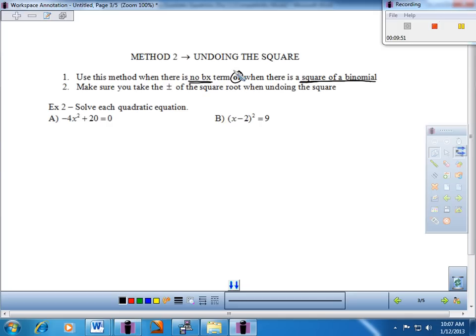If it's in straight up standard form like you saw on example 1 with those factoring problems, those are not candidates for undoing the square. Undoing the square is basically taking the opposite operation of squaring, which means you're square rooting. The one thing we have to be careful of, when you undo a square, is that we take both of the square roots of the number, the positive and the negative. So I'll show you very quickly why that works, and then we'll go ahead and do A and B.